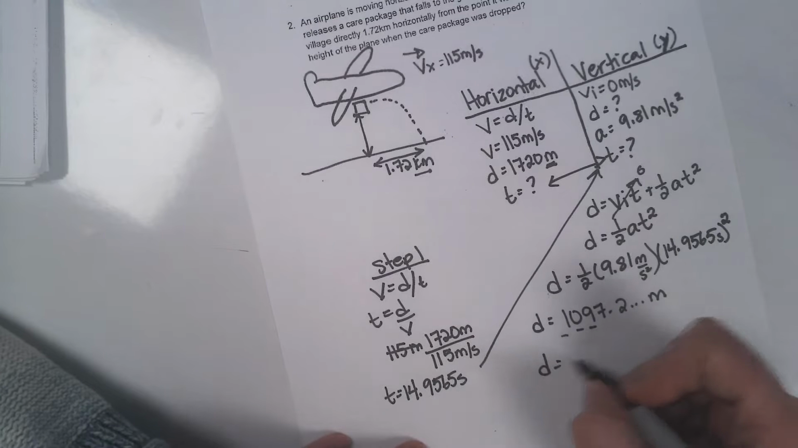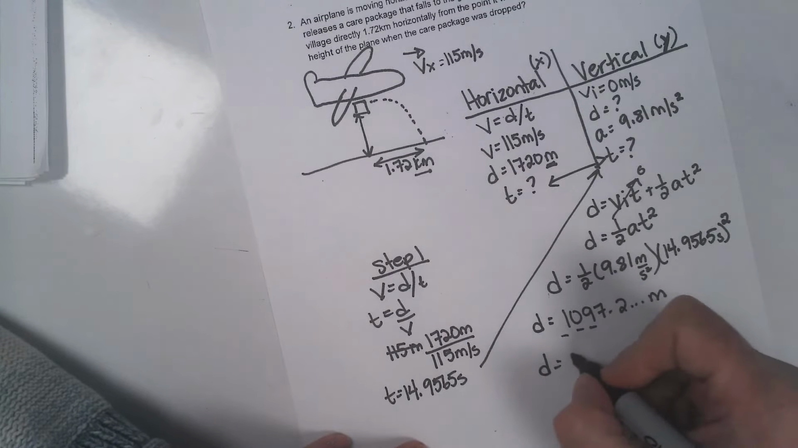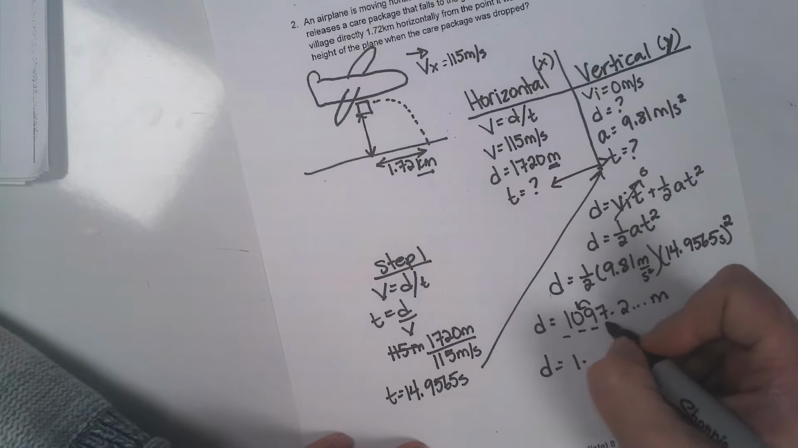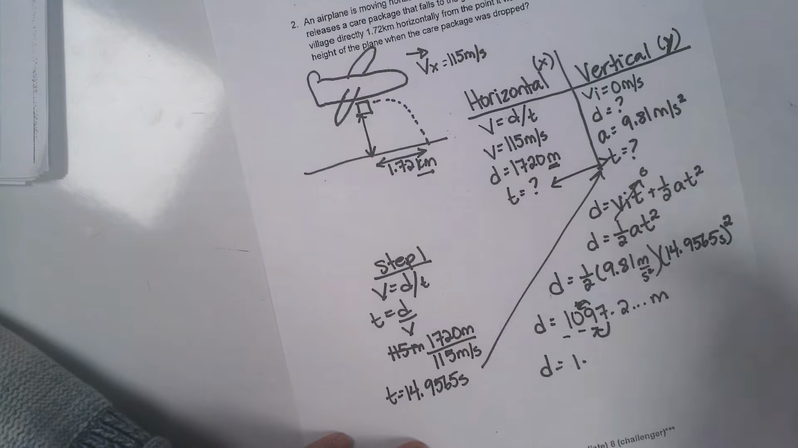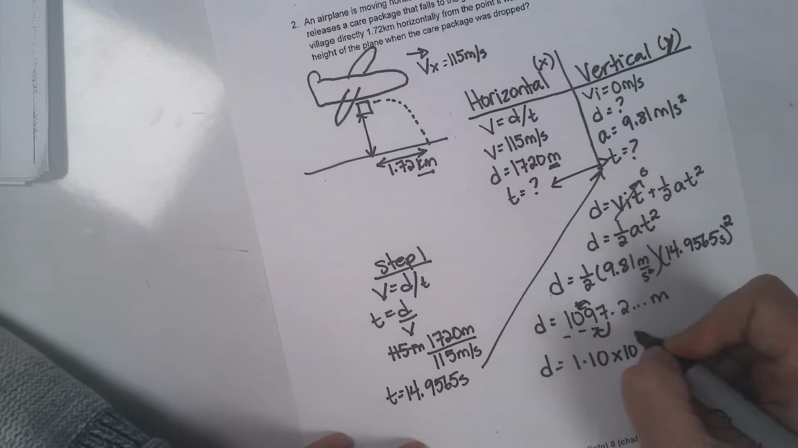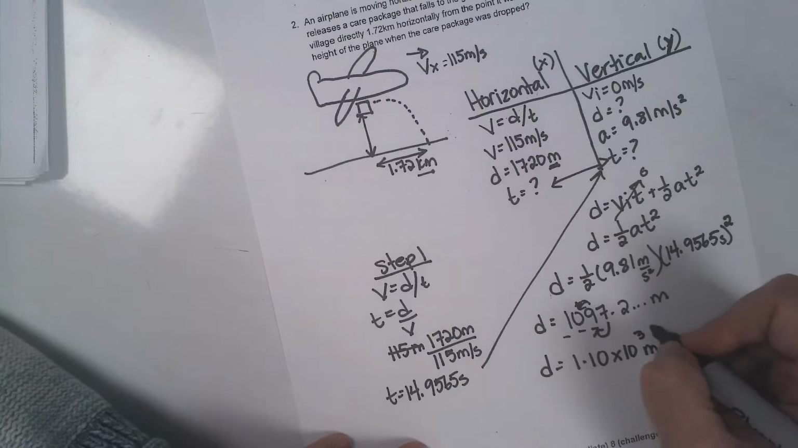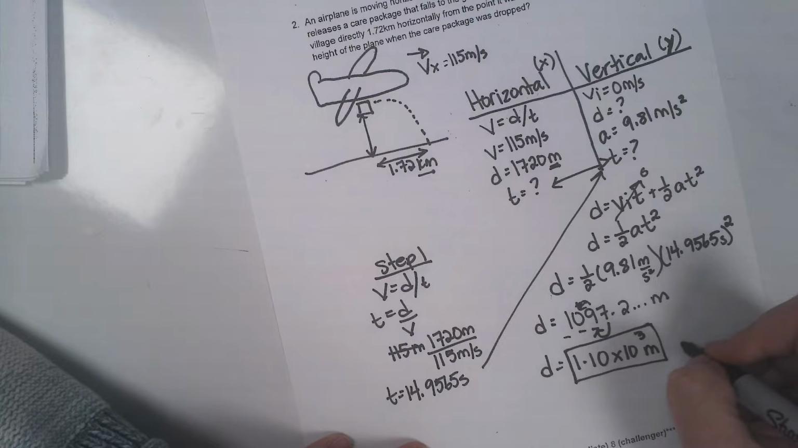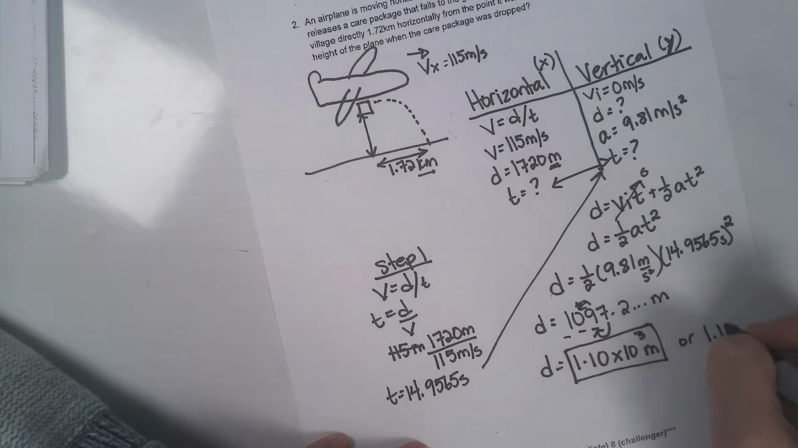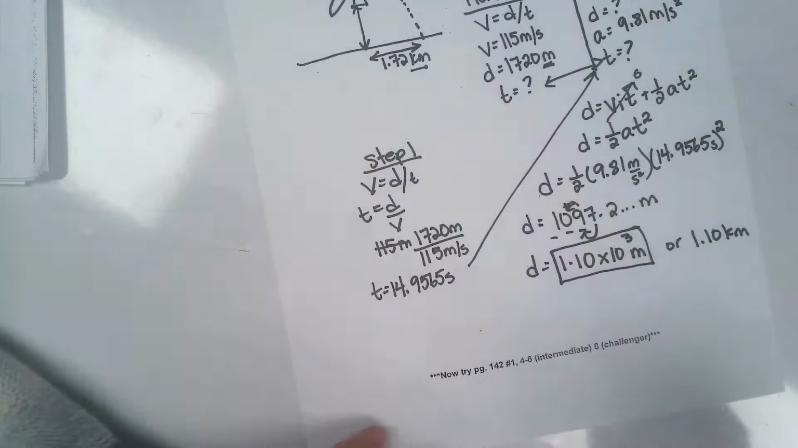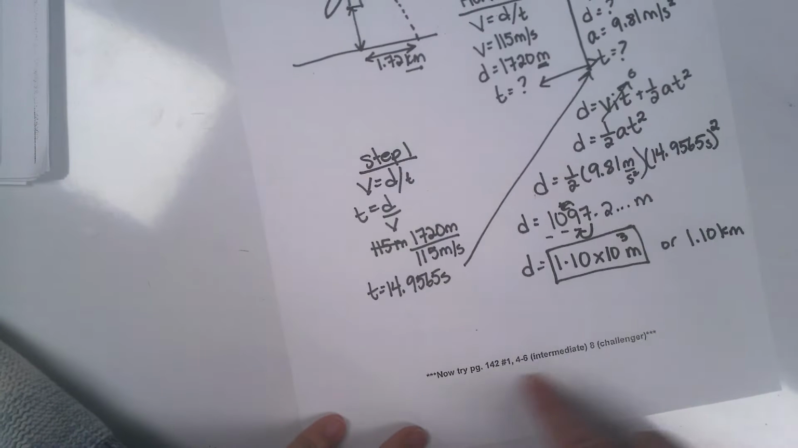So I'm going to say that my distance is 1 point, or sorry, not that 9. The 7 is going to have an influence on the 9, which then does influence the 0. 0 times 10 to the 3 meters, or 1.10 kilometers. You're going to pause it here and you're going to try these questions here.